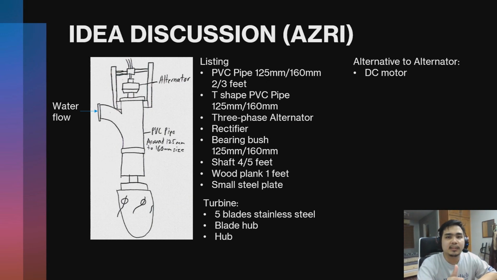So for the listing of the materials that we might need, for my current idea was to use a PVC pipe with a 125mm or 150mm diameter, up to 2 or 3 feet height. And also we might need a T-shaped PVC pipe, as the different holes will cover different parts of the objective, one for the water flow and one straight towards the alternator. And for this one we might need a 3-phase alternator.